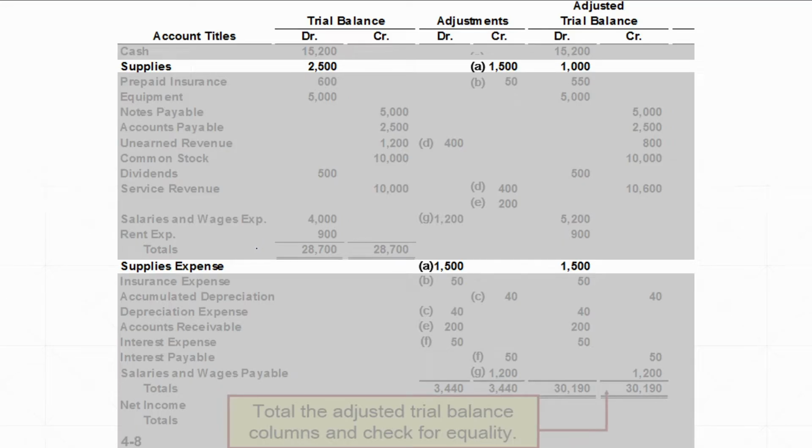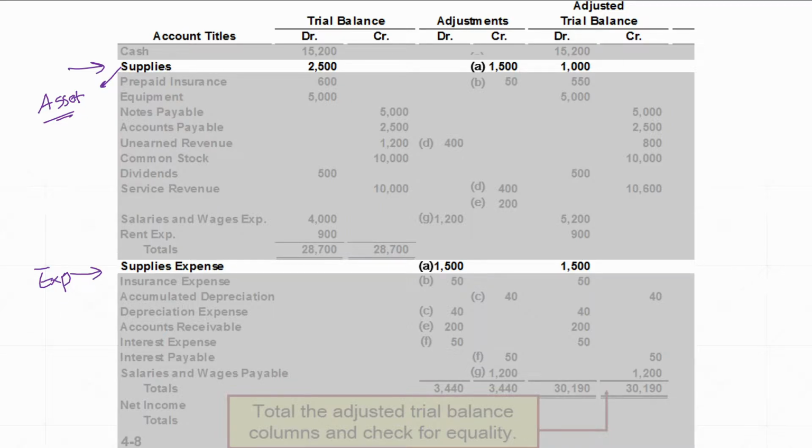So here, as you can see, I have highlighted two accounts, supplies and supplies expenses. Of course, supplies is an asset account, and supplies expenses is an expense, obviously. Okay, let's see what's going on here.